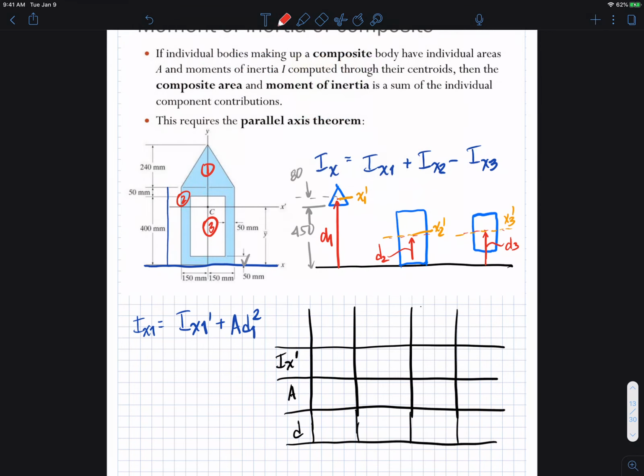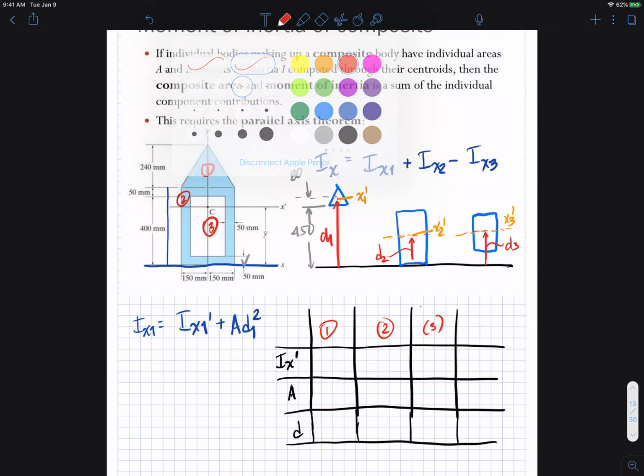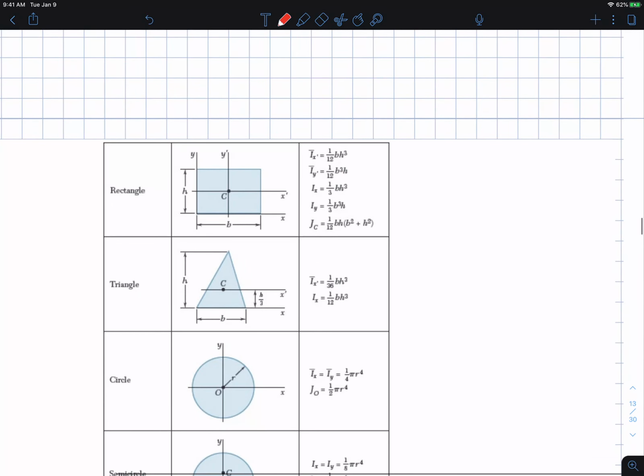So we have a 1, 2, and a 3. So the moment of inertia, we can actually go calculate it or look it up in a table. And so what you'll be given are tables like this that have what the moment of inertia is for different shapes. So for example, for a triangle, the moment of inertia depends if it's with respect to the centroidal axis or with the axis at the bottom.